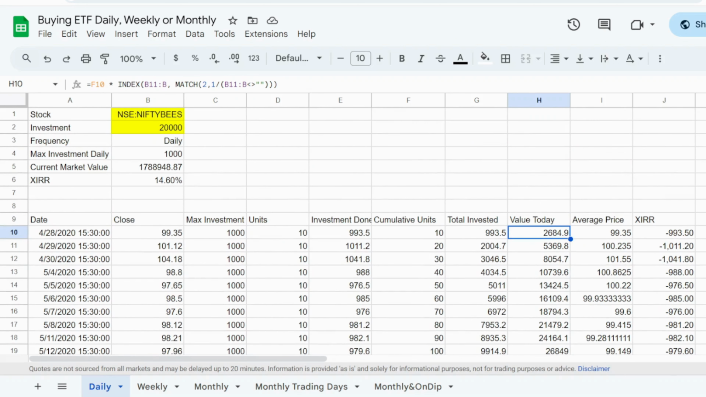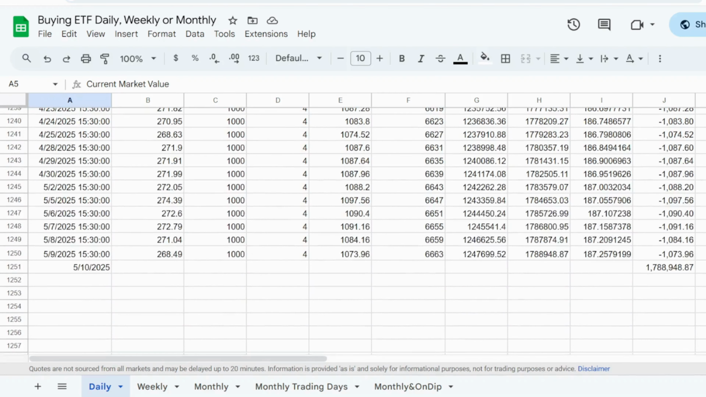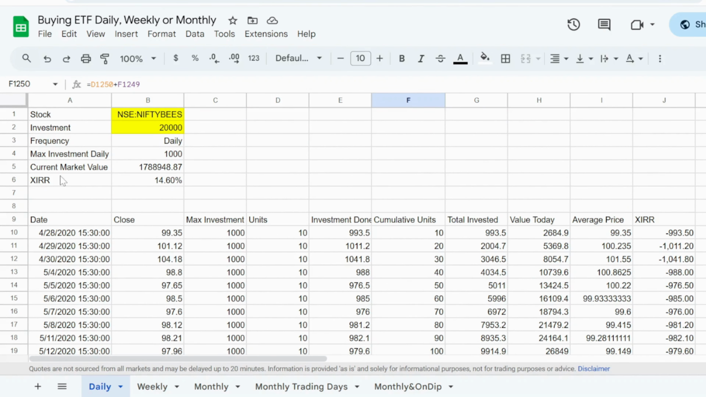Okay, so now what will be the current market value? If we have invested, we have got around how much? 6663 units till now. So the value as of today is 17,88,948. Okay, and the XIRR is 14.60%. Now coming to the weekly.